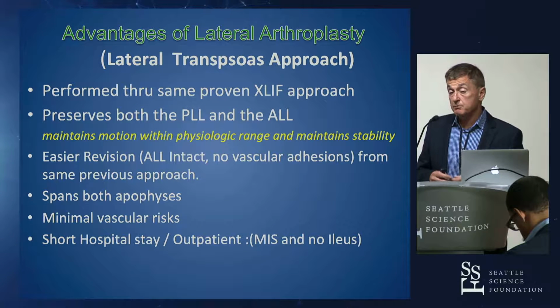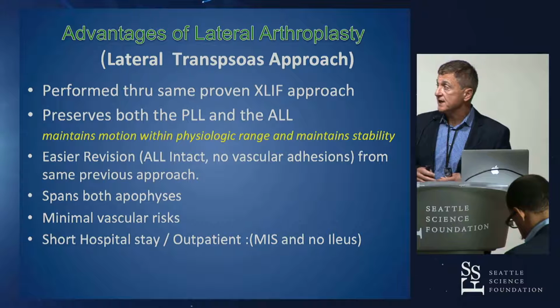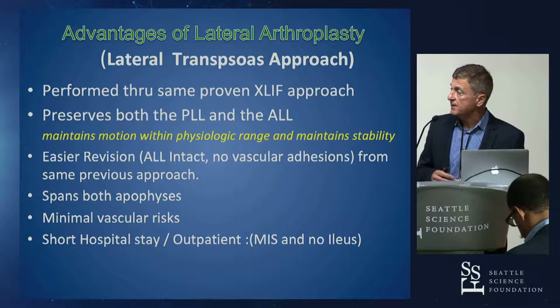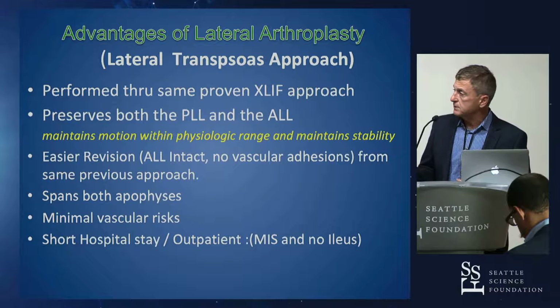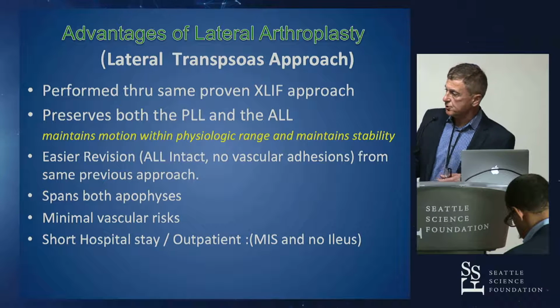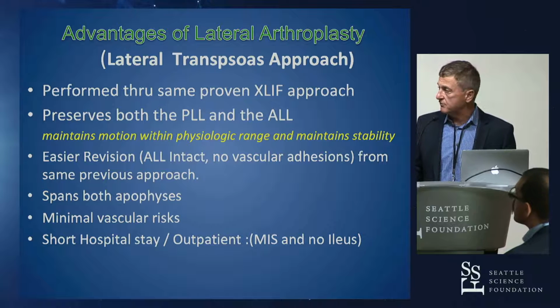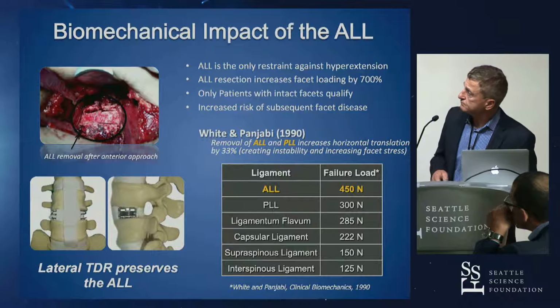It's an easier revision because you're not dealing with the vessels. You can go back through the same side. If you do a retroperitoneal approach, you can go back through the same side without much adhesions or hopefully no vascular injuries. And it spans both apophyses because you go from medial to lateral, and your vascular risks are minimal. Also, there is a potential for short hospital stay and even outpatient surgery.